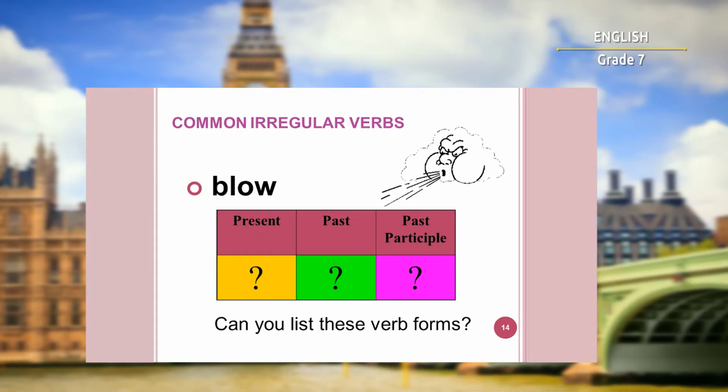Let's do some exercises with regular and irregular verbs. So, here as you can see, there is a base form of an irregular verb, and your task is to list these verb forms. The first one is blow. Can you list all 3 forms of this verb? I am going to give you 15 seconds for each verb. Let's do it.